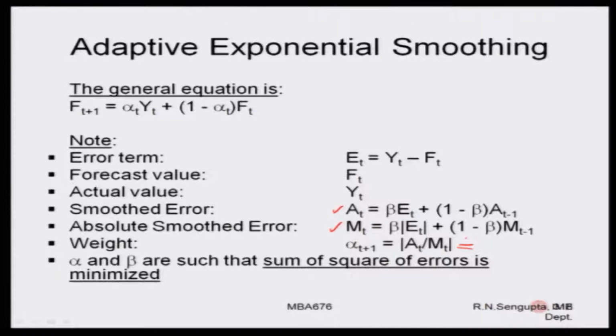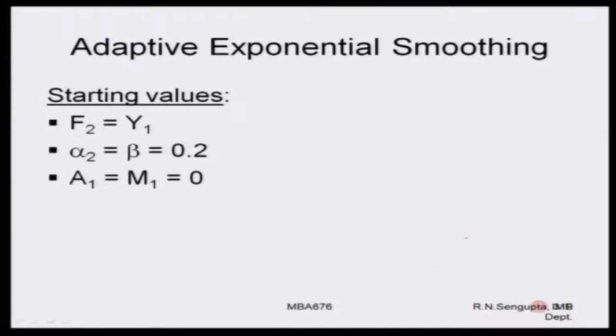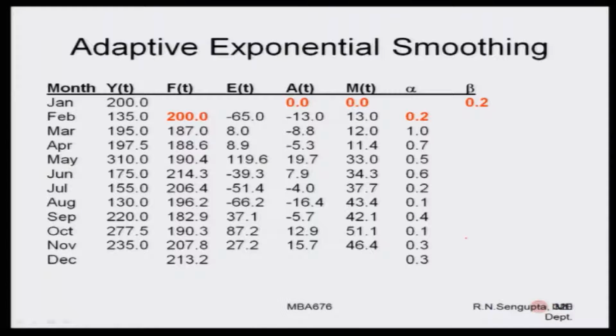So, consider this value. I assume a value of alpha 2 and beta as 0.2, and I am considering the starting values of smoothed errors, both the absolute case as well as the smoothed errors, a1 and m1 as 0, and you also consider the actual and the predicted values, which are f2 and y1, as exactly the same. So, let us consider these are the values.